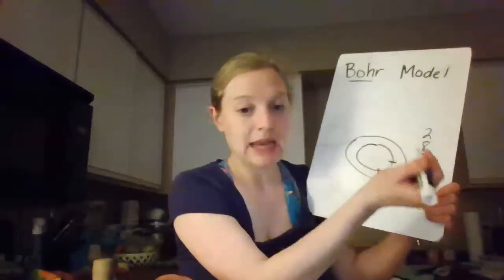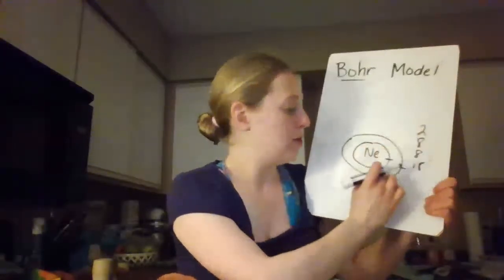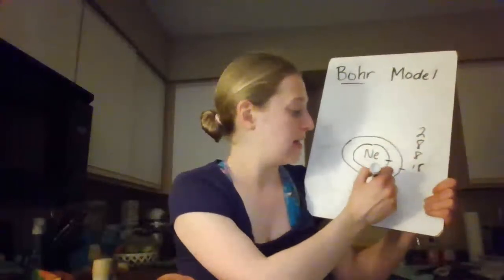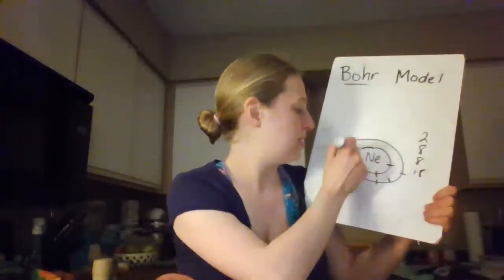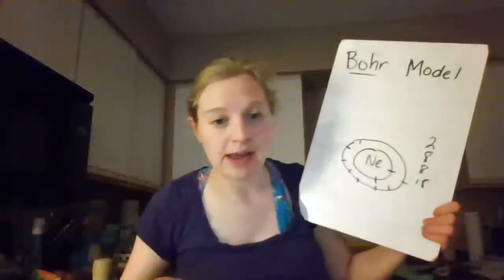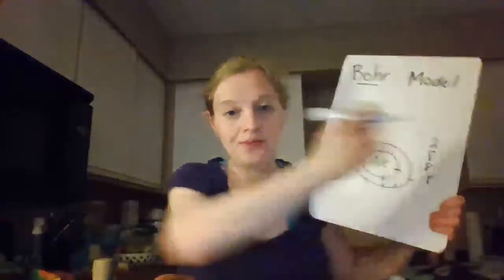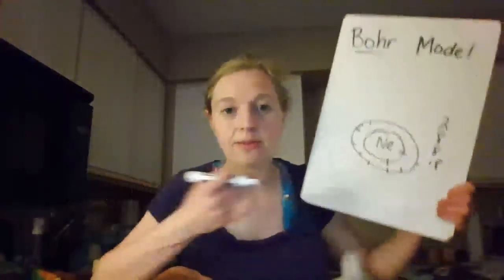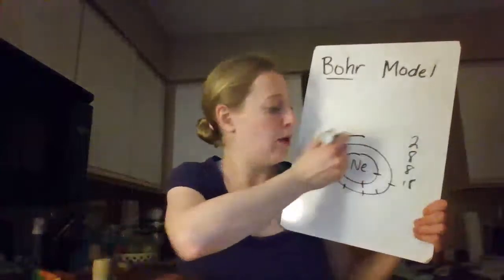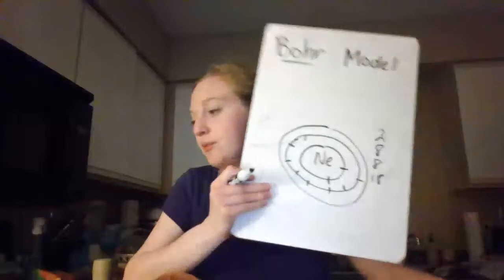So if I go all the way up to neon, which is number 10, it'll have 2 in the first, and then it'll have 8 in the second shell: 1, 2, 3, 4, 5, 6, 7, 8, because it's element number 10. If you continue to go on, then you'll see that the elements and the electrons match up in this pattern. Okay, so that's the Bohr model. The Bohr model shows with these rings, these orbits, how many electrons are in each level.